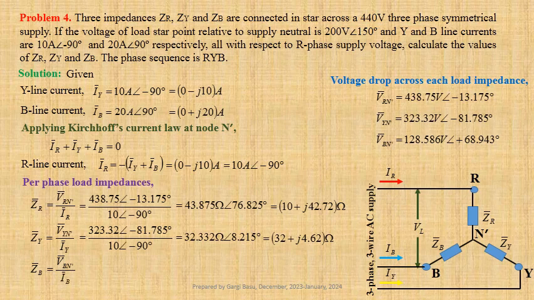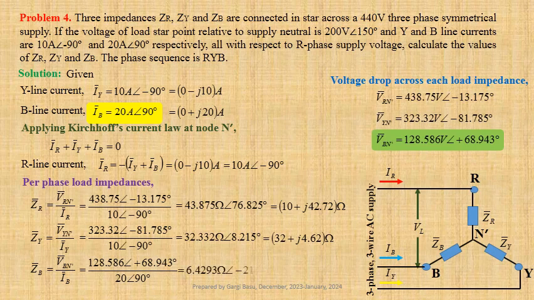divided by Ib. Using values, we get 128.586 at an angle plus 68.943 degree divided by 20 at an angle 90 degree. That gives us 6.4293 ohm at an angle minus 21.057 degree. This may be written in Cartesian form as 6 minus J times 2.31 ohm.